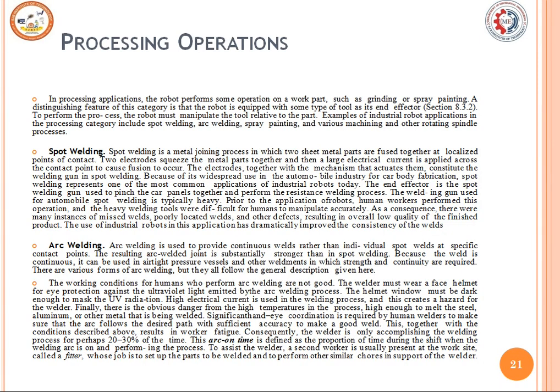Spot welding is the process of joining metals in which two sheet parts are fused together at localized points of contact. Two electrodes squeeze the metal parts together and then a large electric current is applied across the contact point to cause fusion to occur. After spot welding, arc welding will be carried out.